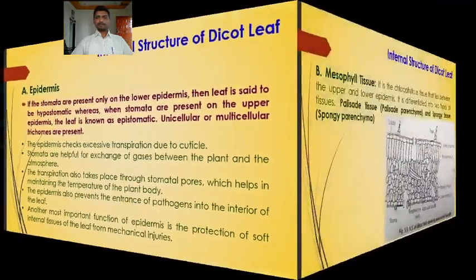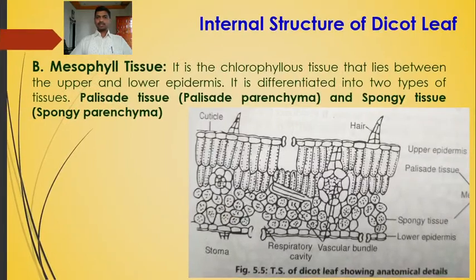Then the mesophyll cells. The central portion of the leaf mainly consists of the mesophyll cells, which are chlorophyllous tissue that lies between the upper and lower epidermis. So this whole portion in between the upper and lower epidermis is the mesophyll tissue. There are two types of mesophyll tissue: palisade tissue, which is the palisade parenchyma, and spongy tissue, which is the spongy parenchyma.